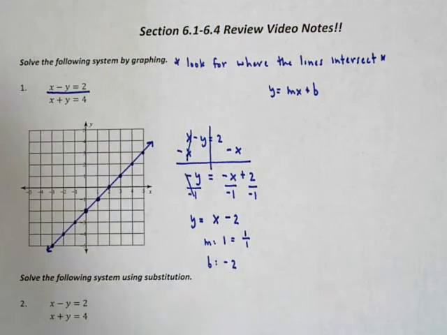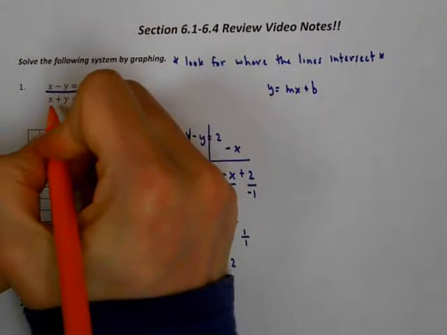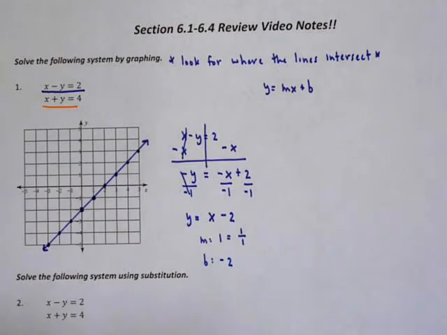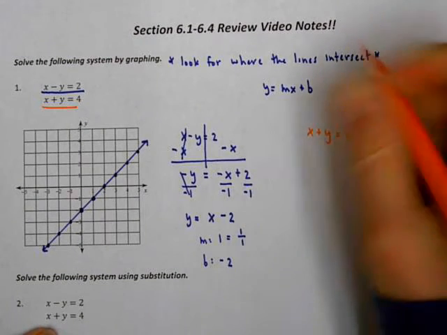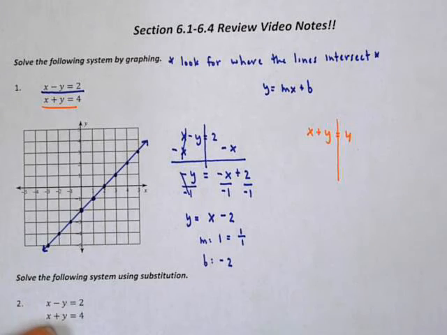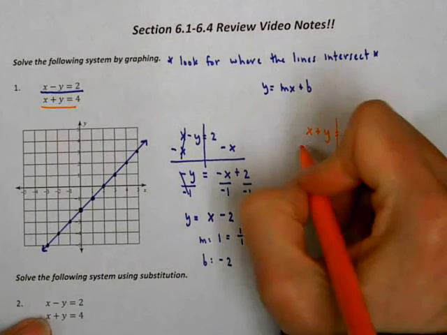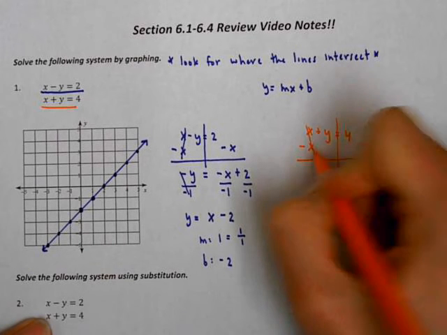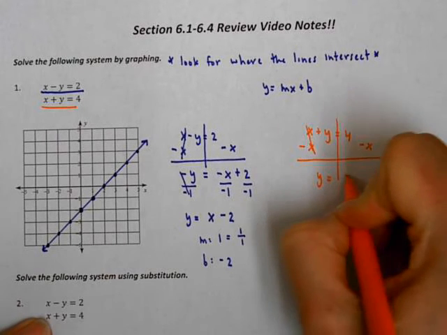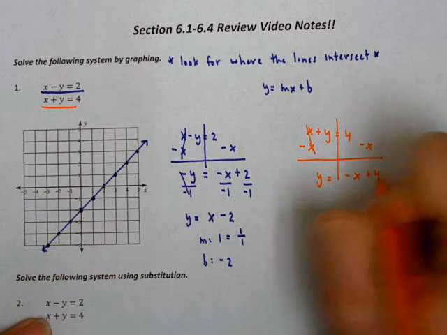So now I'm going to use orange here for my second line. So now my equation is x + y = 4. Again, I have to do a little work to get the y by itself. I need to subtract x from both sides. So now I have y = -x + 4.